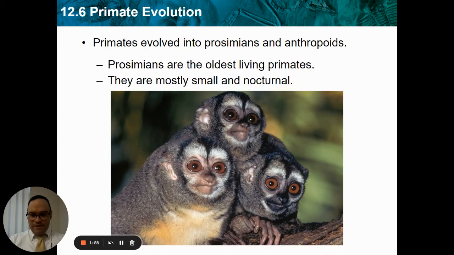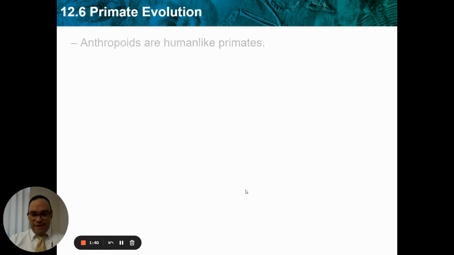These are the prosimians. They're nocturnal. They have huge eyes and dilated pupils so they can see in the dark. This is not a three-headed monster. It's actually three of them on top of each other. I don't know why they do that, but they do. They don't come with an instruction manual.